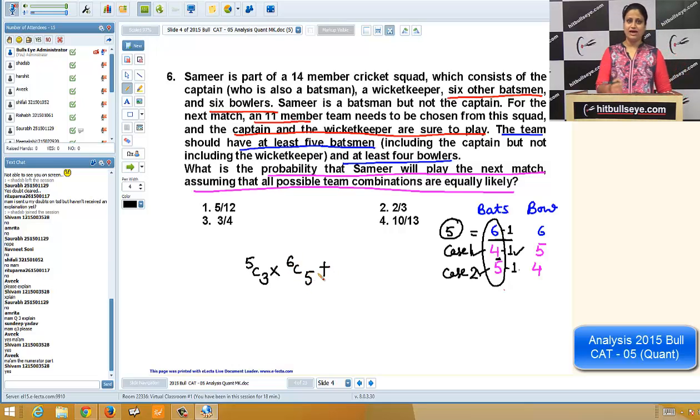Either case 1 will happen or case 2 will happen. Whenever we have either-or, we'll use the addition sign. Now coming to the second case, similarly, we are left with 5 batsmen. Out of those, we are choosing 4, into 6C4. That's what I'm writing here. Avik, is it okay now?